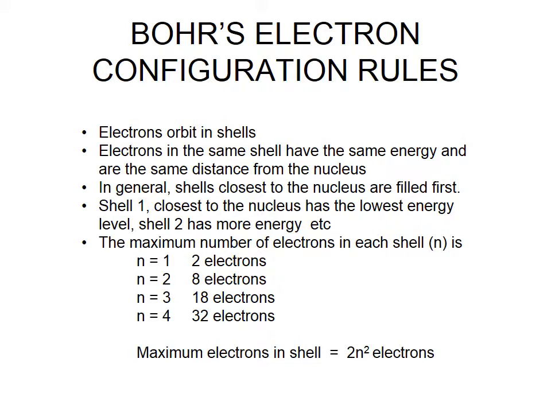Bohr's model was worked out mathematically, and it had a set of rules. It stated that the electrons in each shell had the same energy, and that the number of electrons that could occupy each level was fixed, and it followed a set of rules. 2n squared, where n is the shell number, is the maximum number of electrons that can be held in each shell.